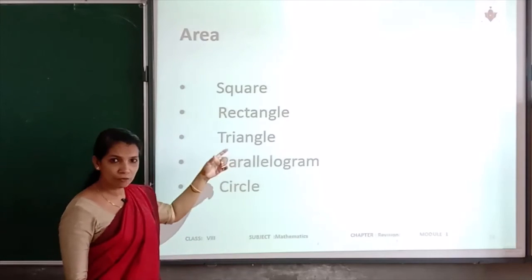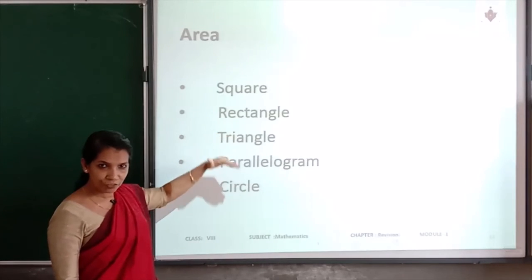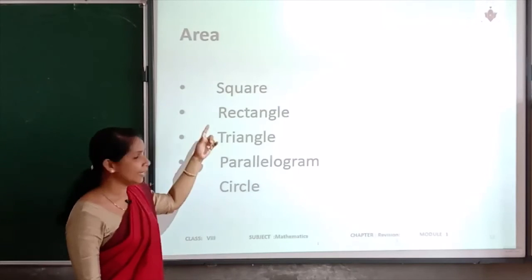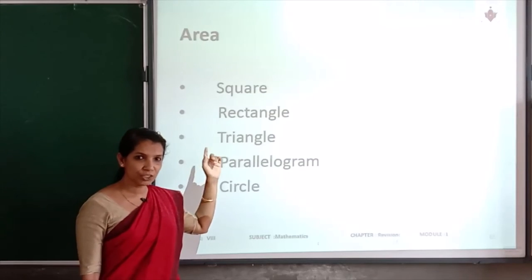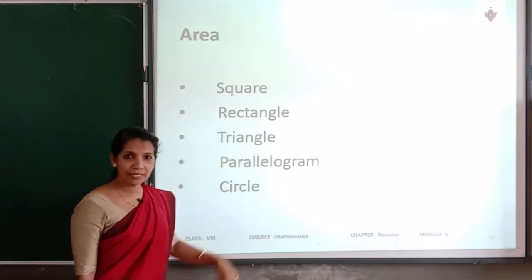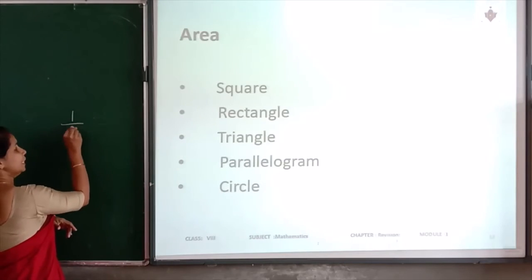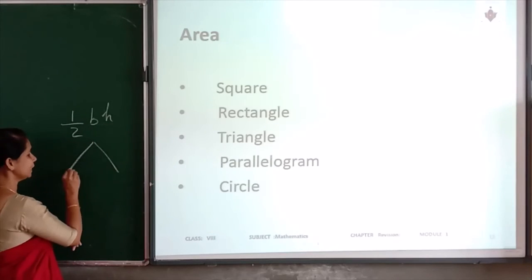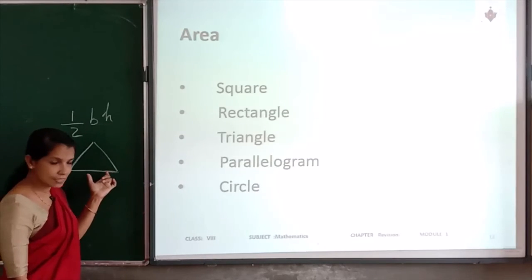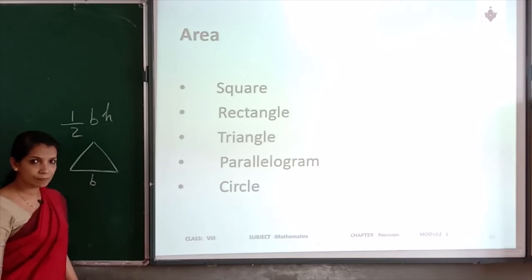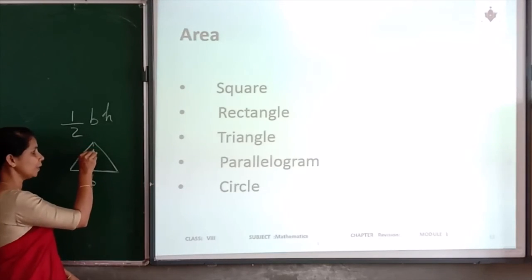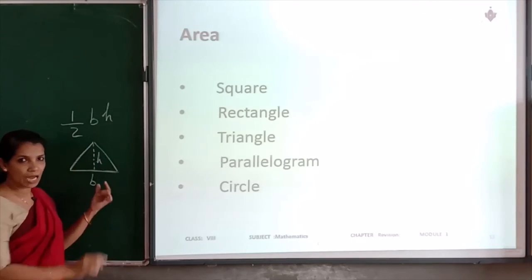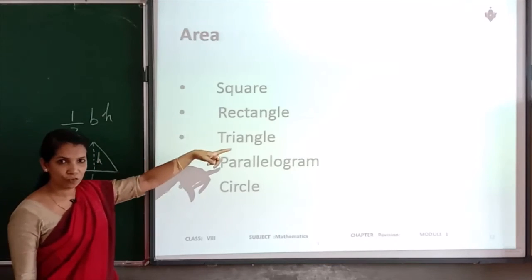And there also you have learned the formula to find the area of different figures. Area of a square is side square and area of a rectangle is length into breadth. Area of a triangle, you know the area of a triangle is half into base into height. In a triangle, you know how to take the base. Any side you can consider as the base, and height means the altitude, the perpendicular from the opposite vertex to this side. So this is the height. Half into base into height is the area of a triangle.